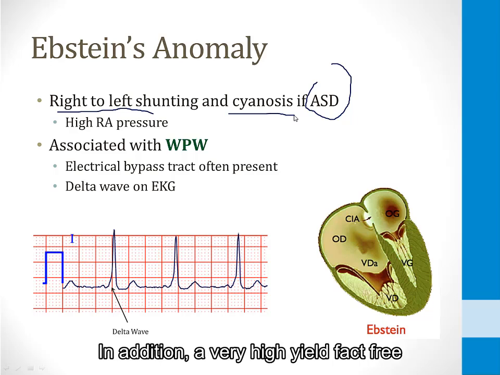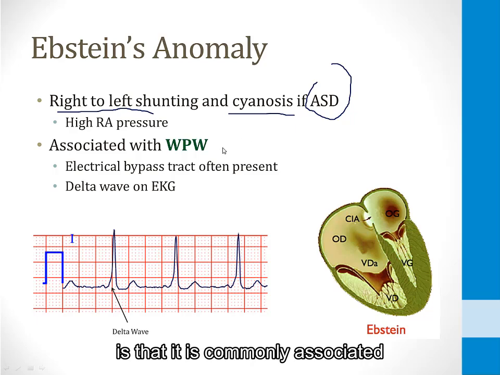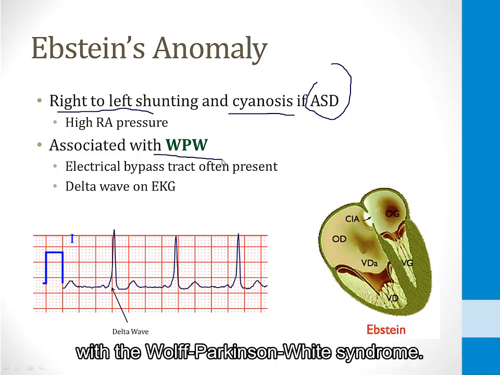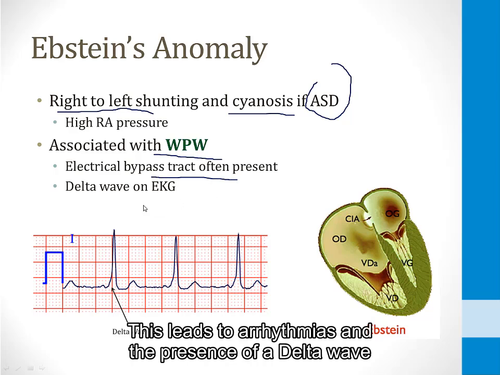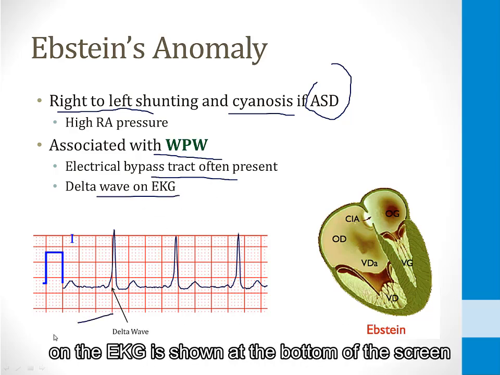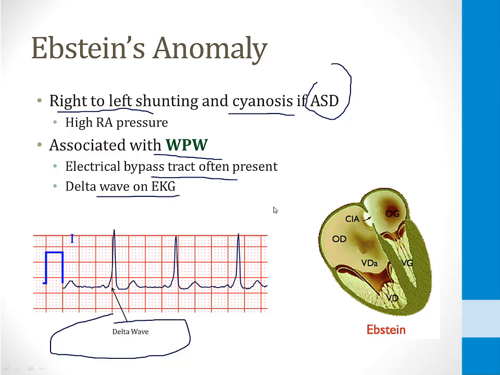In addition, a very high yield fact for you to know about Ebstein's anomaly for your boards is that it is commonly associated with the Wolff-Parkinson-White syndrome. Many children born with this condition have electrical bypass tracts present. This leads to arrhythmias and the presence of a delta wave on the EKG as shown at the bottom of the screen, and I have a separate video on the WPW syndrome.